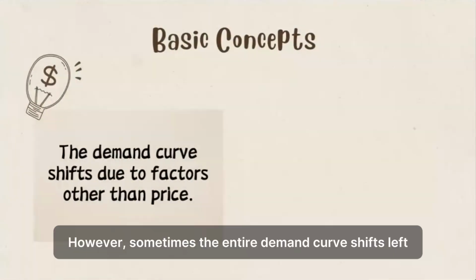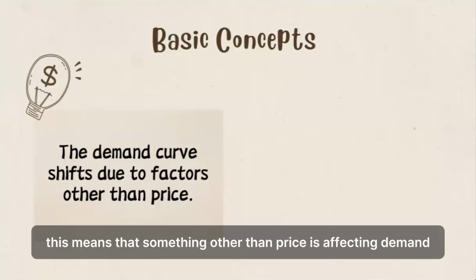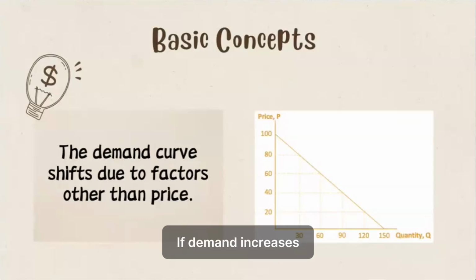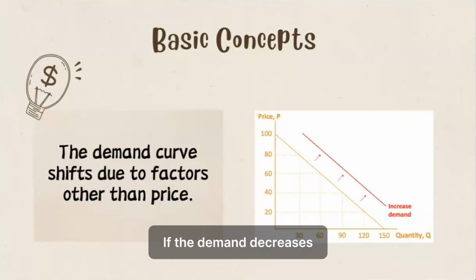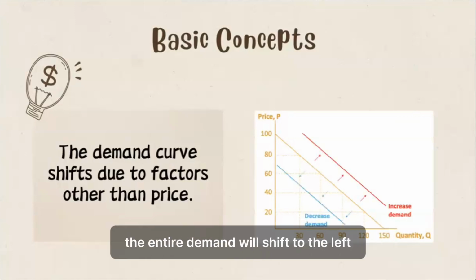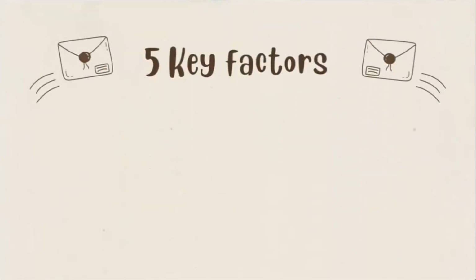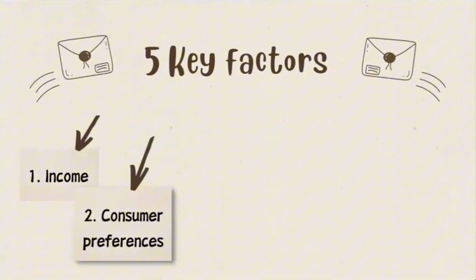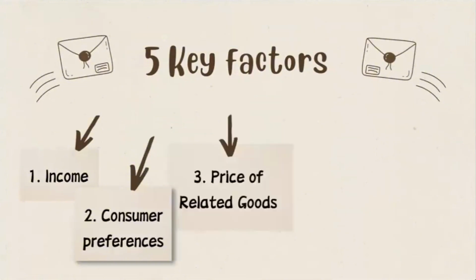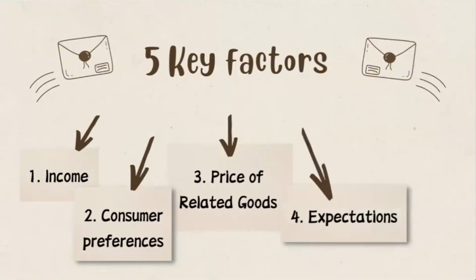However, sometimes the entire demand curve shifts left or right. This means that something other than price is affecting demand. If demand increases, the entire demand curve will shift to the right. If demand decreases, the entire demand curve will shift to the left. Let's break it down. There are five main factors that can shift the demand curve, which are income, consumer preference, price of related goods, expectations, and population.